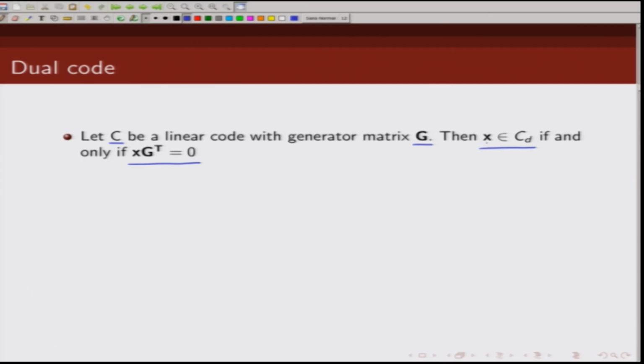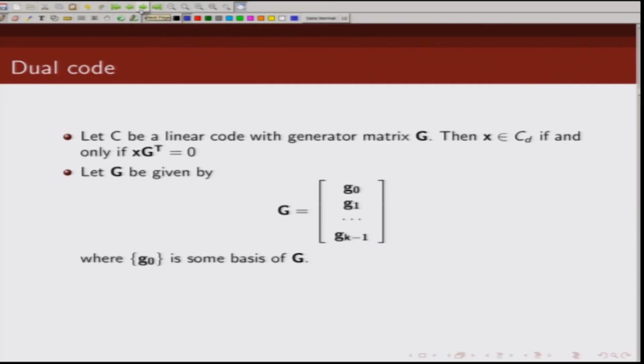So, if X belongs to the dual code, then X G transpose should be 0, and if X G transpose is 0, X should belong to the dual code. We are going to prove that if X belongs to the dual code, then this relation holds, and further we will show that if this condition holds, then X will belong to the dual code.